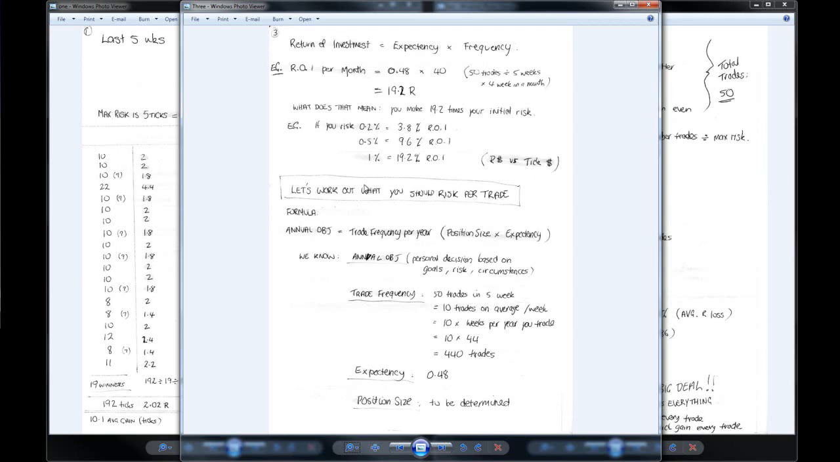Okay. So then we've worked out expectancy. That's one of the tougher things to work out. These things will take a bit of work and a bit of effort. So now we've worked that out, what we can then do is go ahead and work out what we should be risking per individual trade.